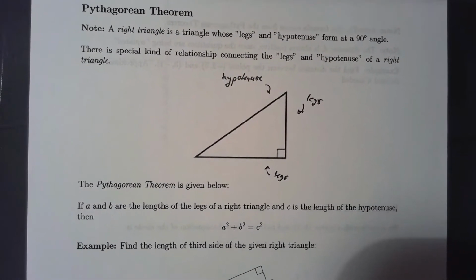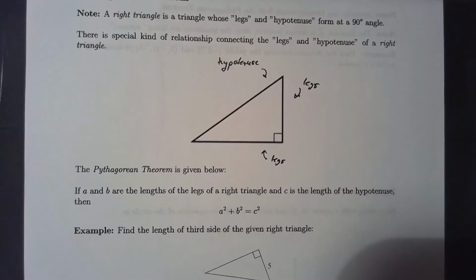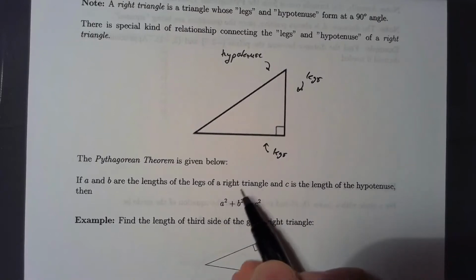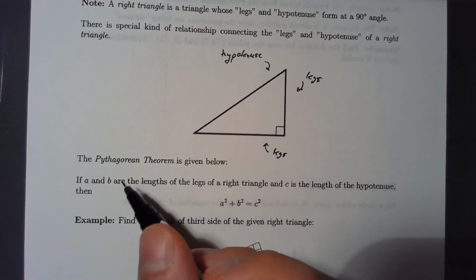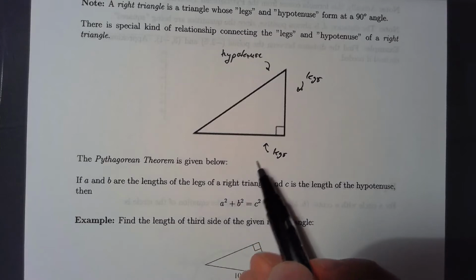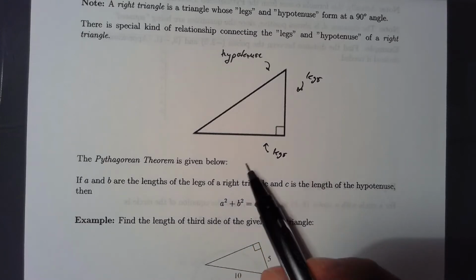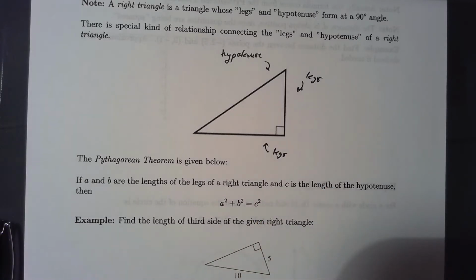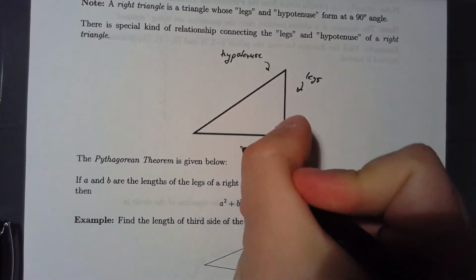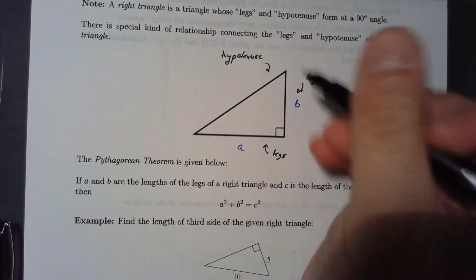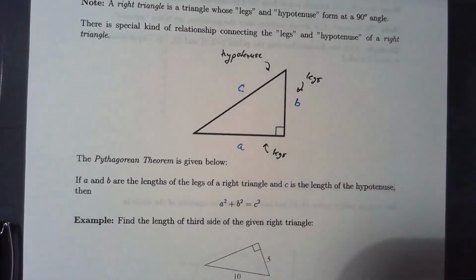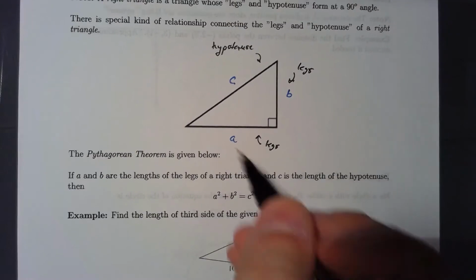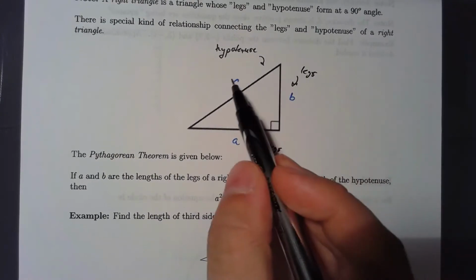So, provided you have that, then the Pythagorean theorem states the following: that if A and B are lengths of the legs of the right triangle, and C is the length of the hypotenuse, so the way I have this set up, the legs are A and B, and the hypotenuse is C. And the way that's set up, this is what Pythagorean's theorem states: A squared plus B squared equals C squared.